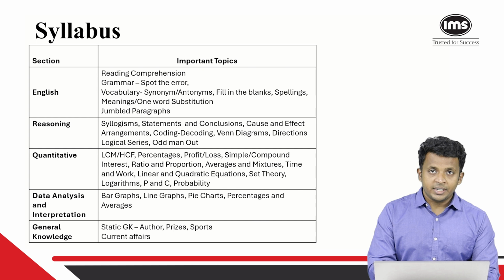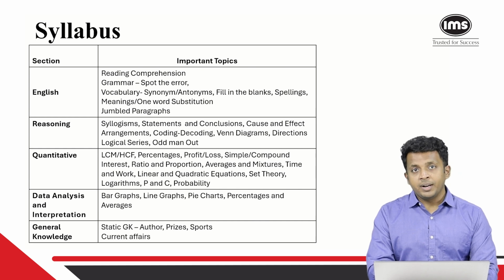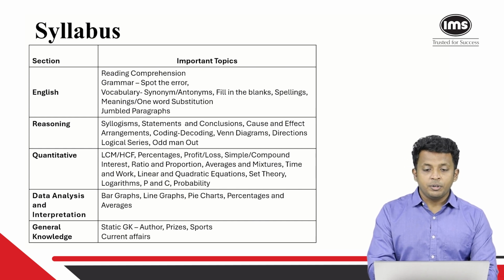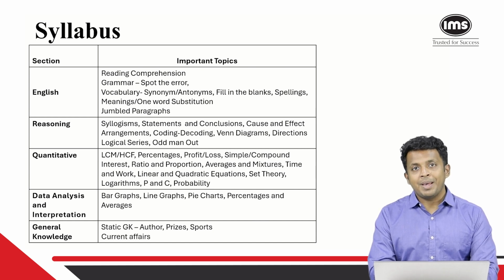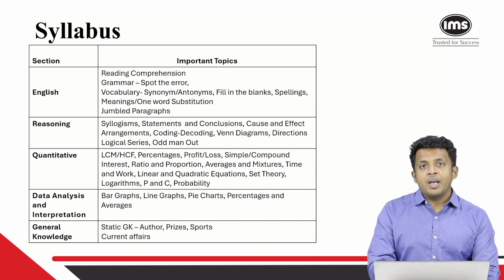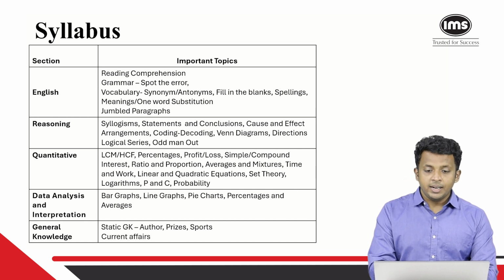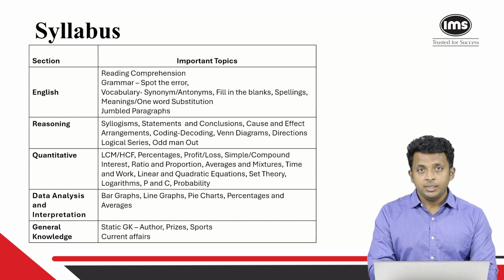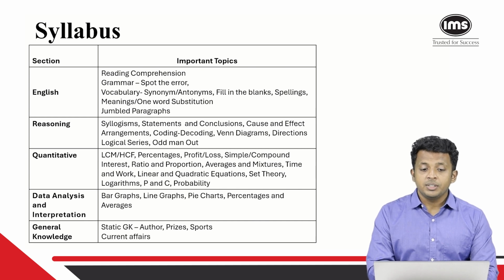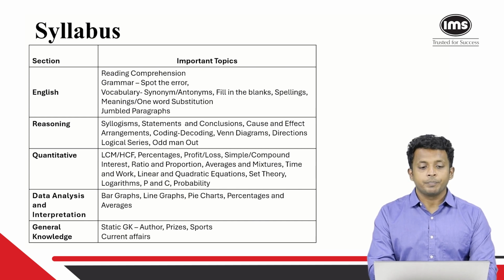In the quantitative section, you have a lot of topics from arithmetic, namely percentages, profit and loss, simple and compound interest, ratio and proportion, averages and mixtures, time and work. You have LCM and HCF. You also have topics from other areas of the quantitative section. You have topics like linear and quadratic equations, set theory, logarithms, permutations and combinations, and probability.